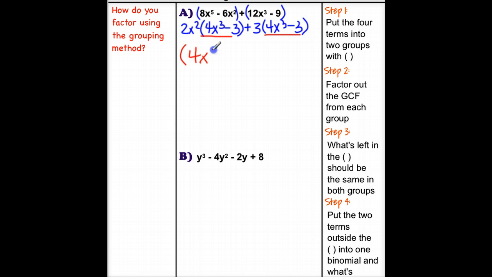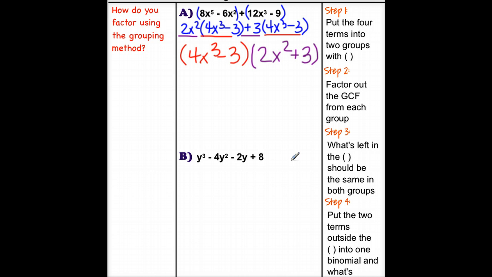4x cubed minus 3. And then I see that I have a plus 3 and a 2x squared outside. So that is going to be my other binomial. And therefore my final answer is 4x cubed minus 3 times 2x squared plus 3.